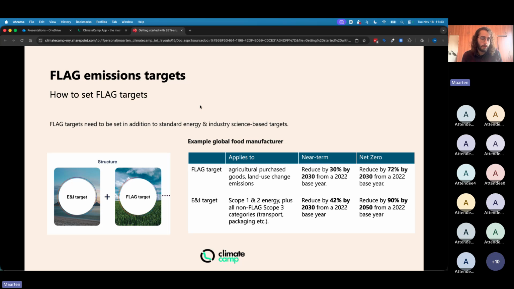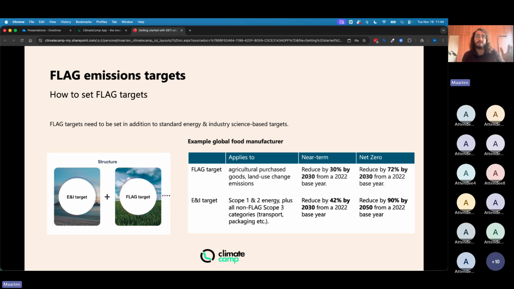Now, what do FLAG targets look like? They need to be set in addition to the standard energy and industry science-based targets. So what does that mean? I've made an example here. You're a global food manufacturer. You have a split in your emissions between non-FLAG emissions and FLAG emissions. In this case, for example, the FLAG target will relate to all the agricultural purchased goods and the land use change emissions, while the energy and industry target will relate to scope 1 and 2 energy and all the non-FLAG scope 3 categories, transport, packaging, etc.